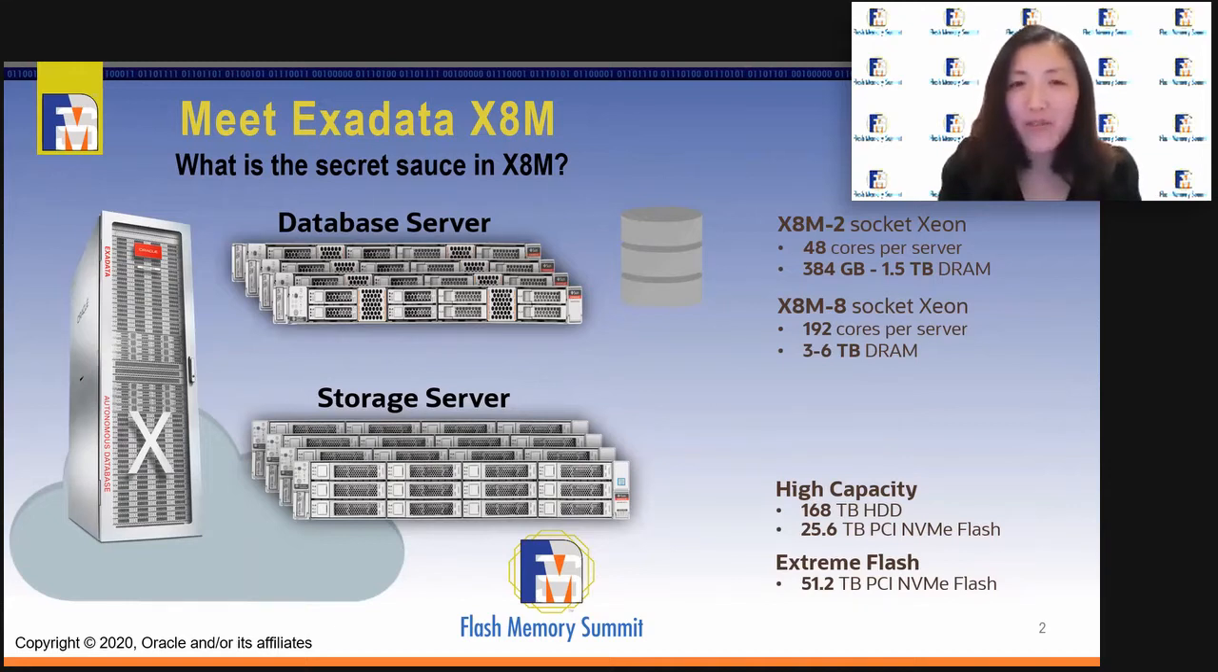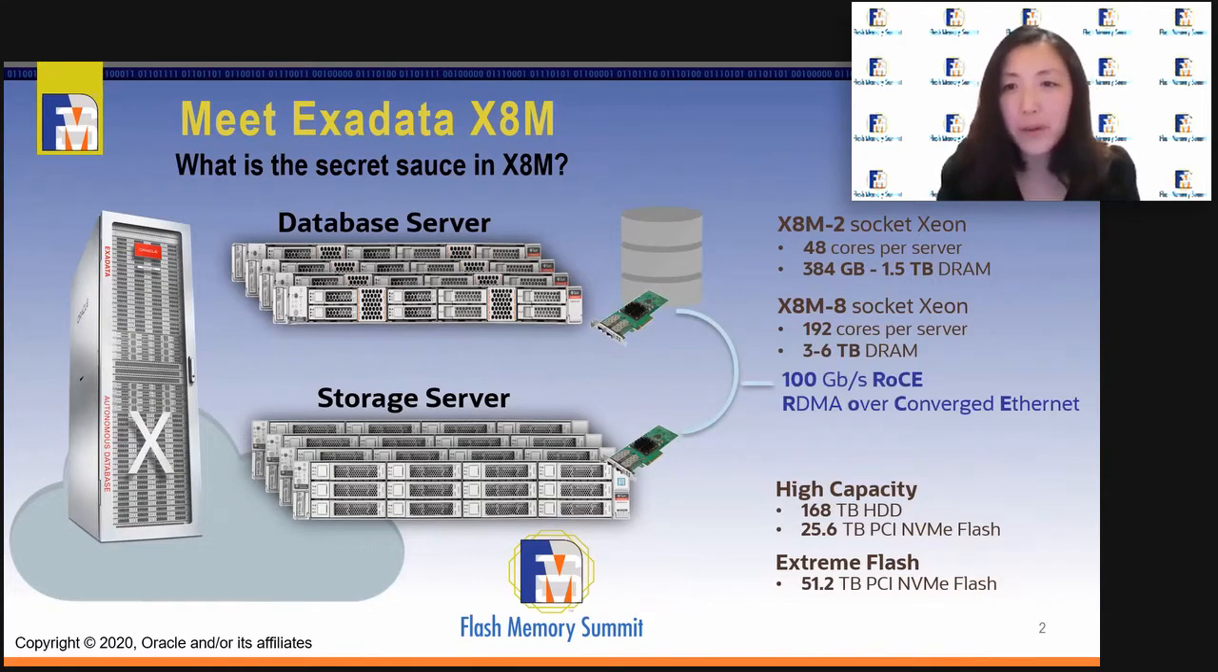And we have a bunch of very cool storage features that we have built into the storage server for smart I/O processing. And connecting these two, we have the super fast 100 gigabits per second RoCE, which stands for RDMA over Converged Ethernet. We use the RoCE network for both our database to database communication as well as database to storage communication. Last but not least, we have persistent memory. We have 1.5 terabytes of persistent memory in each one of our storage servers.